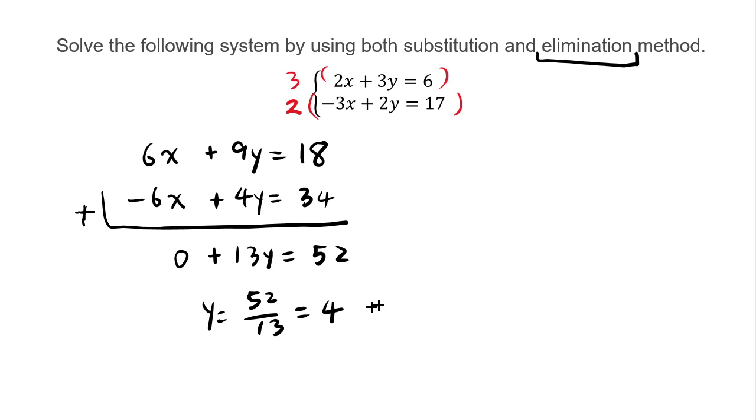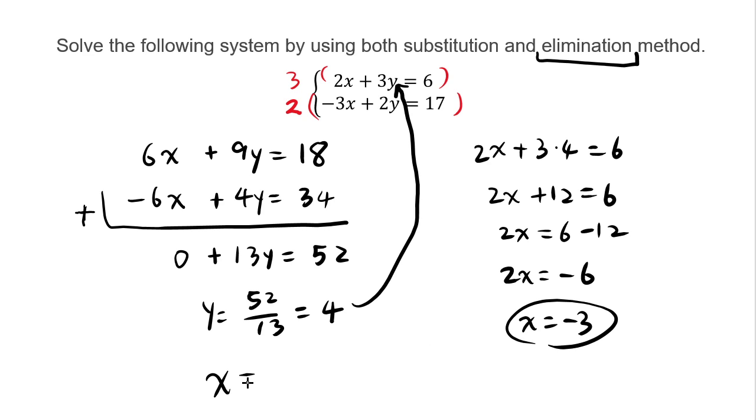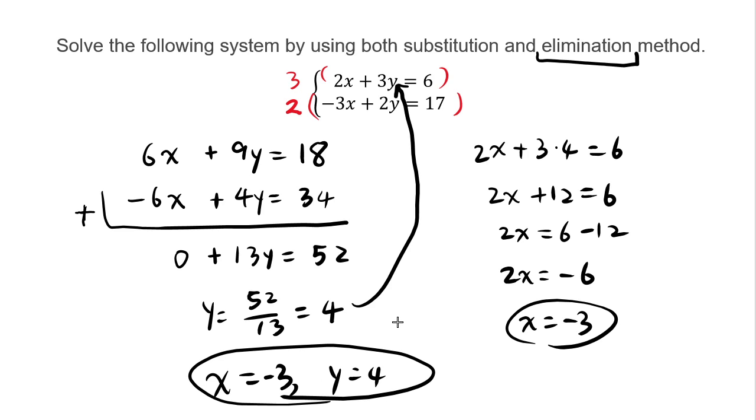And once you have 4 as your answer, then you still have to plug it back into one of the equations. It's the value of y, so we should plug it into here. So what you get is 2x plus 3 times 4 equals 6. 2x plus 12 equals 6. Subtract 12. 6 minus 12 is negative 6. So you have negative 6, and x is equal to negative 3. So the answer is x equals negative 3, y equals 4. And you see that this answer matches with the previous one, okay?